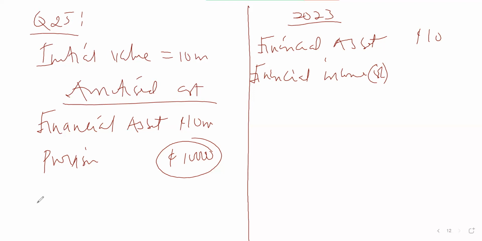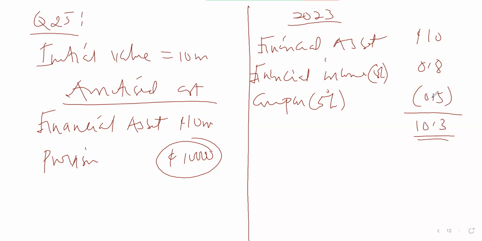Yes, 0.8. Okay. That will give us 0.8 million. Then they will come to their coupon. What will be the coupon? The coupon is 5%. Would that give us 0.5? Right. So what are you going to have? We are going to have 10.3 million. This will be the value at the end of what? 2023.